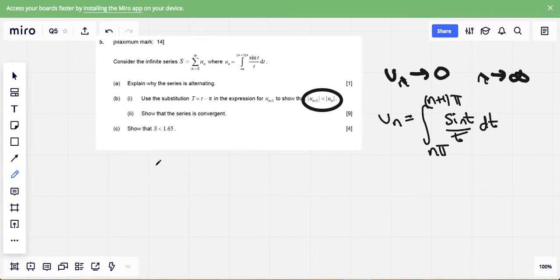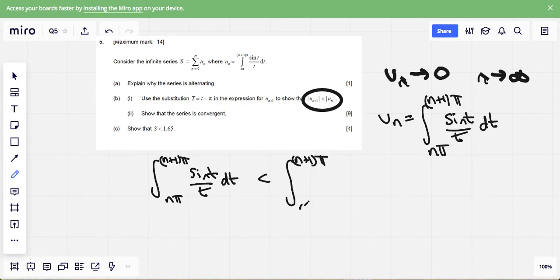Now the real thing here is that this integral of sine t over t dt is less than the integral from n pi to n plus 1 pi of 1 over t dt, because sine t can never be greater than 1, right? And that means, well, or less than negative 1. So it's always bounded by this integral. Okay, so we need to work this out.